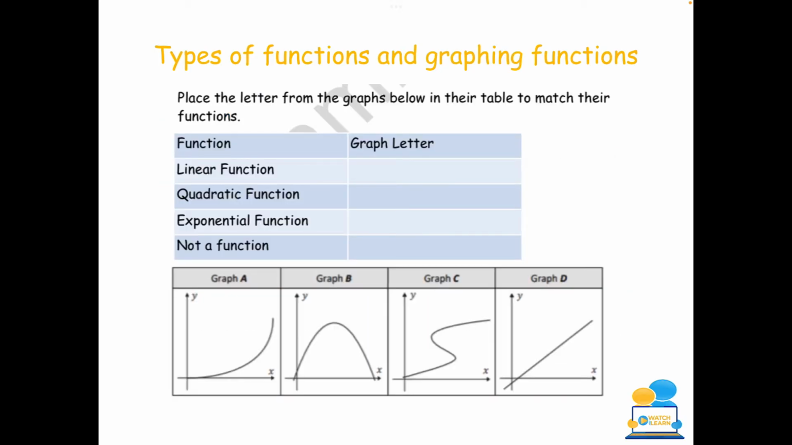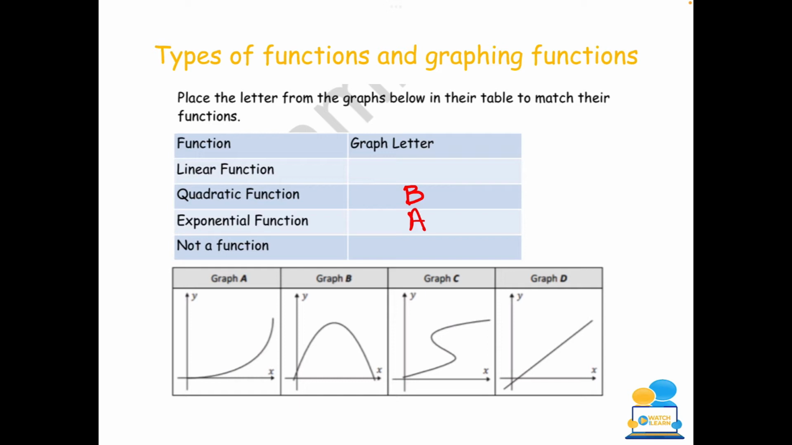Place the letter from the graphs below in the table to match their functions. What we have here is the different types of functions, and it's asking you to match them. Graph A clearly has a ramp shape. From before, we said that this was an exponential function. Graph B, well, it has a sad shape or an n shape. So this would be a negative quadratic function. So we'll place B in quadratic function.